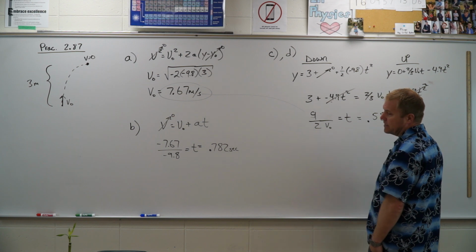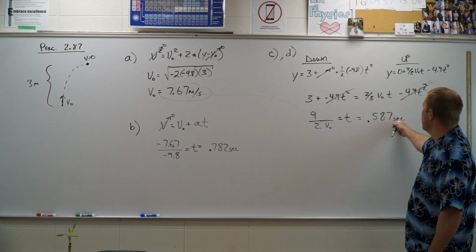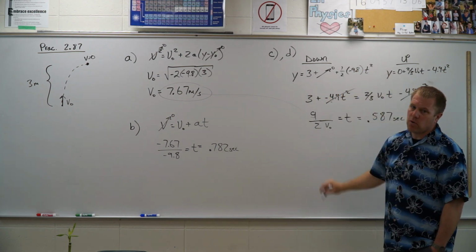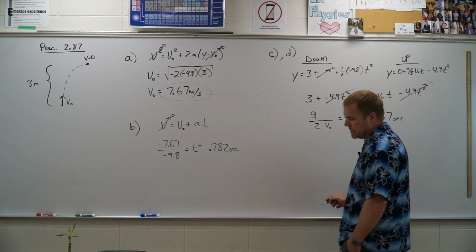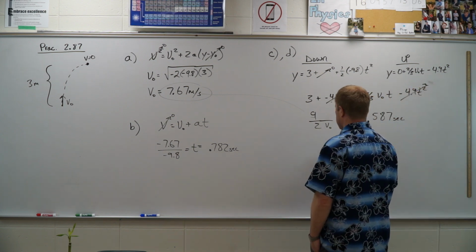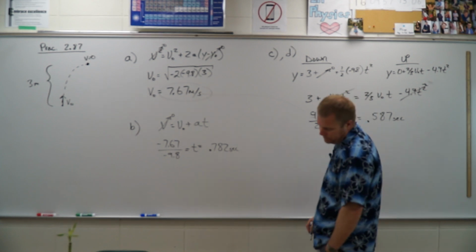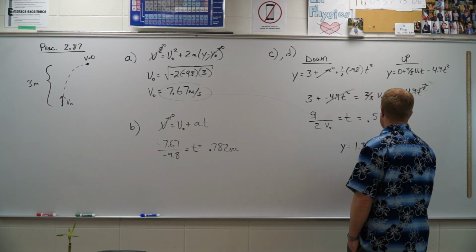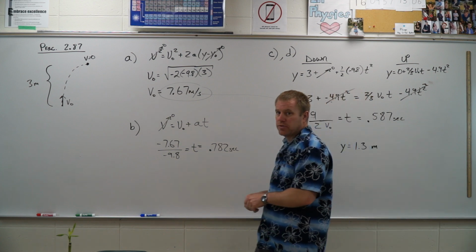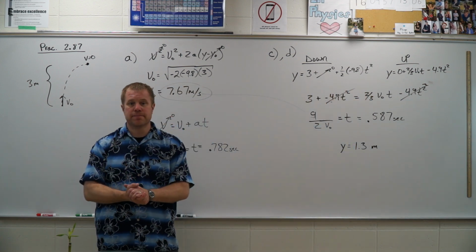0.587 seconds. Now that I know the time, I should be able to plug it into either one of these equations to find the position. So y is going to equal 1.3, we'll leave it at 1.3 meters high, is where those two balls are going to pass. There you go.